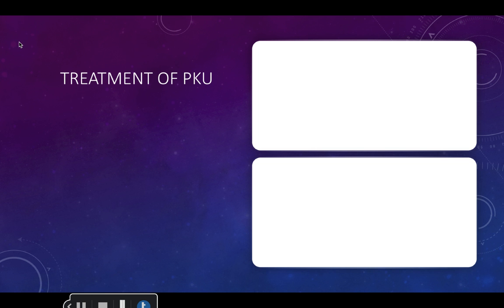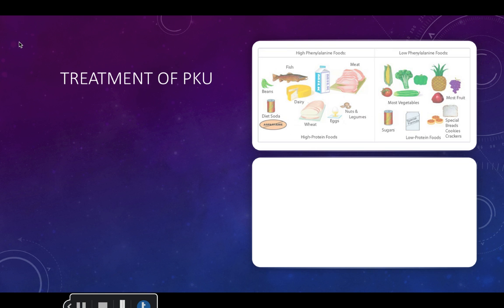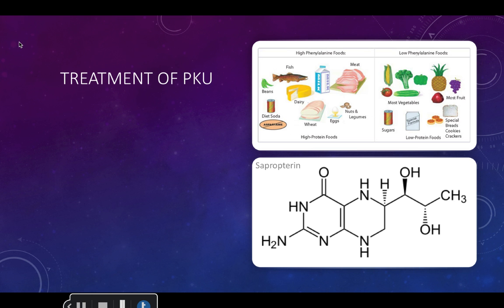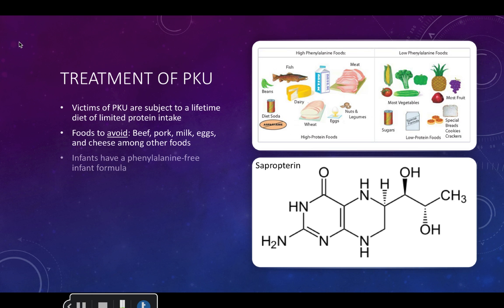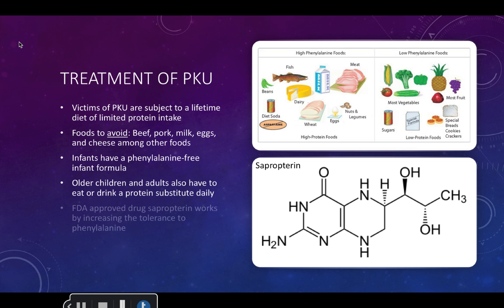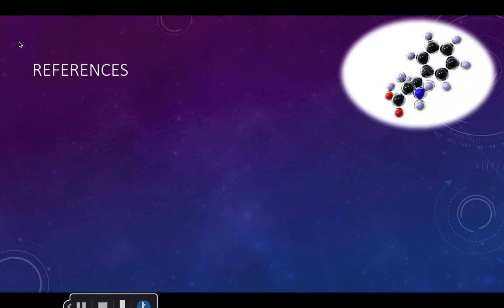Treatment of PKU is a lifetime endeavor involving frequent blood tests, growth charts, and dietary records. People with PKU need to avoid certain foods, which are listed here. Infants are required to drink a specific phenylalanine formula. Older children and adults also have to continue to drink or eat a protein substitute formula daily. Additionally, some doctors may recommend the FDA-approved drug sapropterin for treatment, as it increases the tolerance to phenylalanine when in combination with a standard PKU patient's diet.